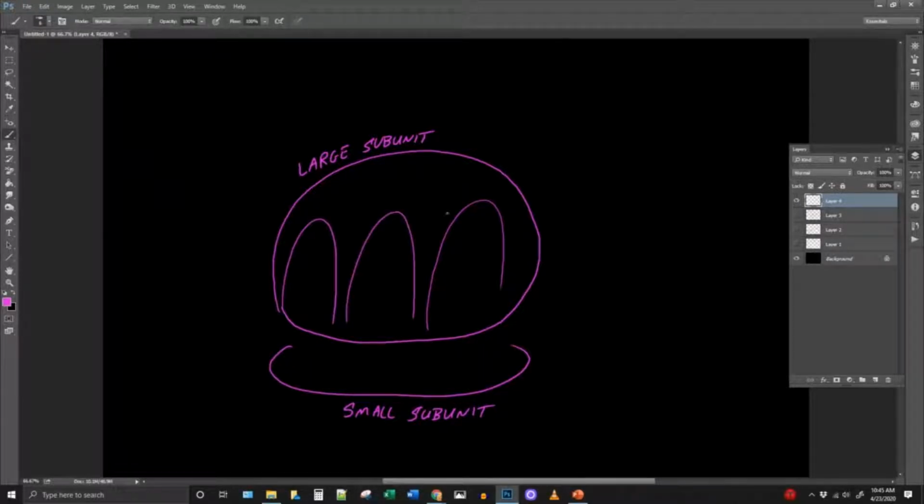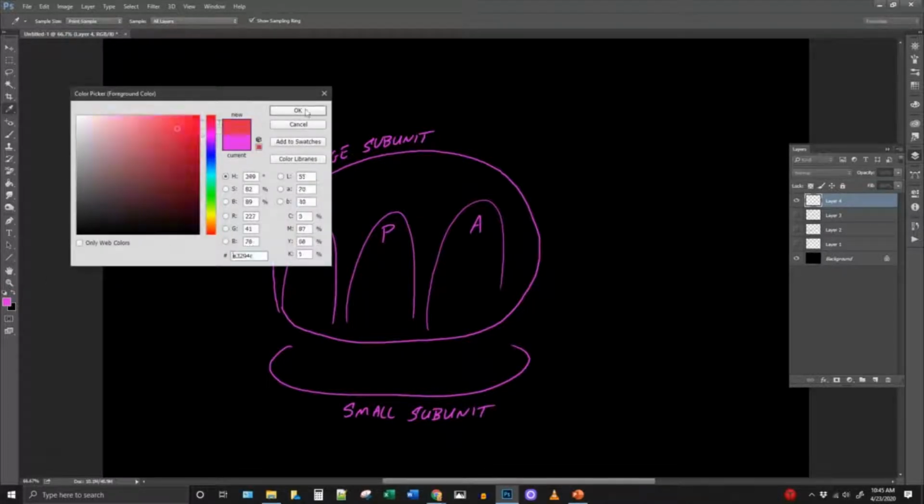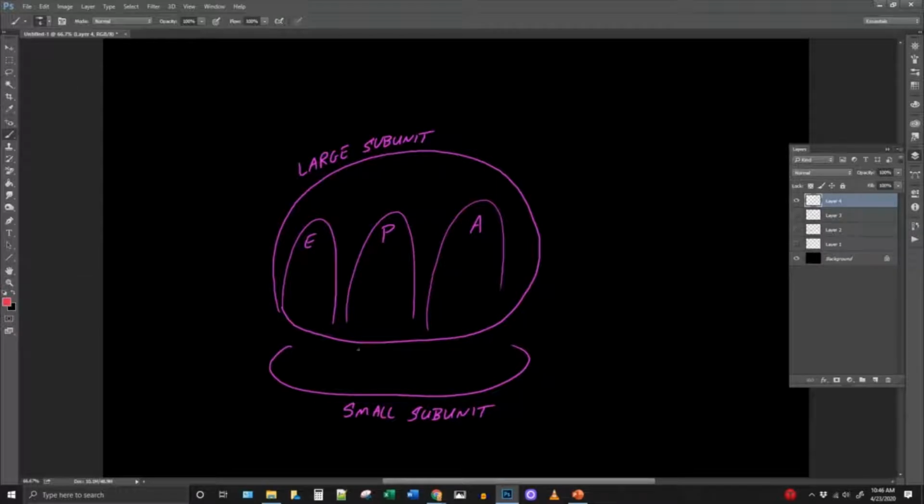And these are called the E, P, and A sites. Now, where does the mRNA molecule go? The mRNA molecule is going to be found bound to the small subunit.